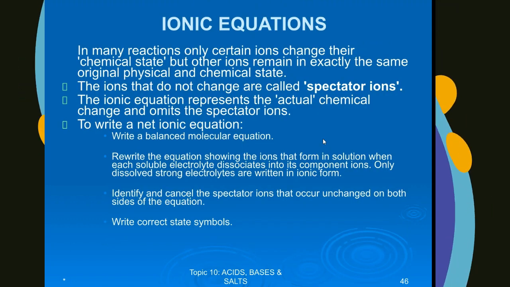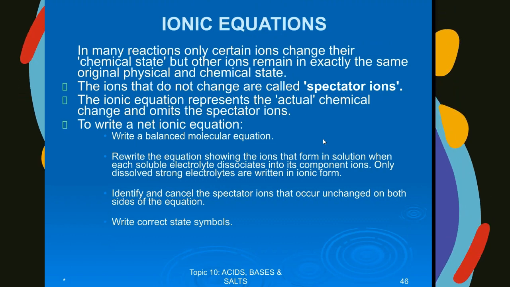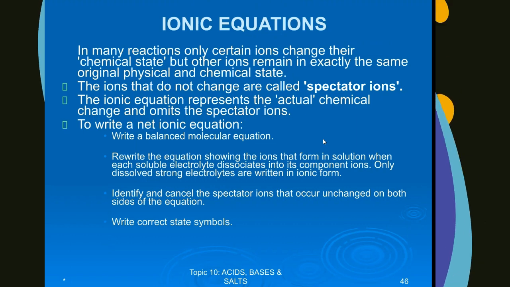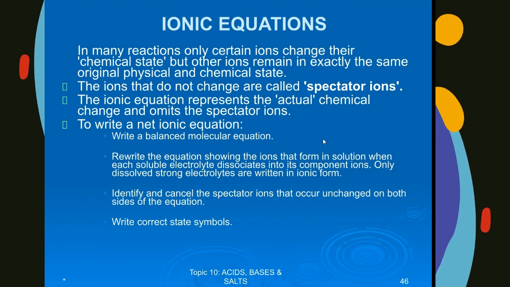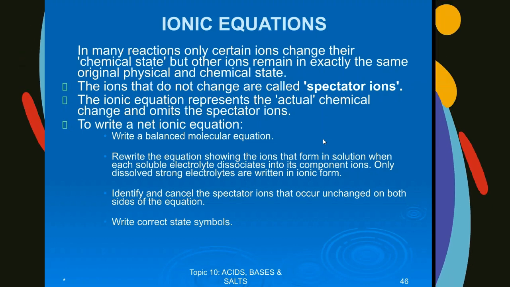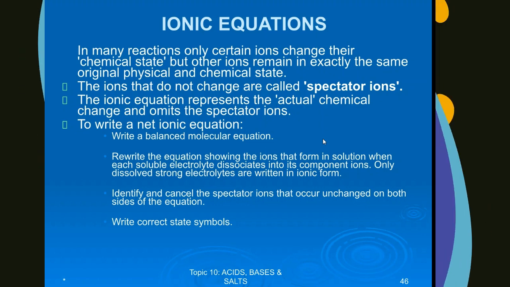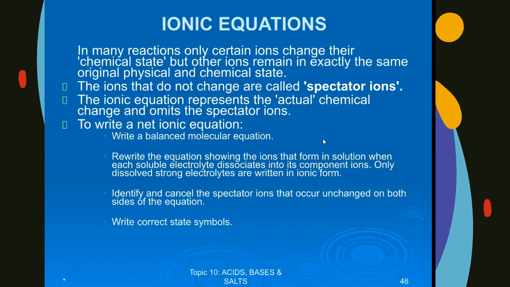Now, ionic equations. In many reactions, only certain ions change their chemical state, but other ions remain in exactly the same original physical and chemical state. Such ions, which do not change, are called spectator ions. The ionic equation represents the actual chemical change and omits the spectator ions.